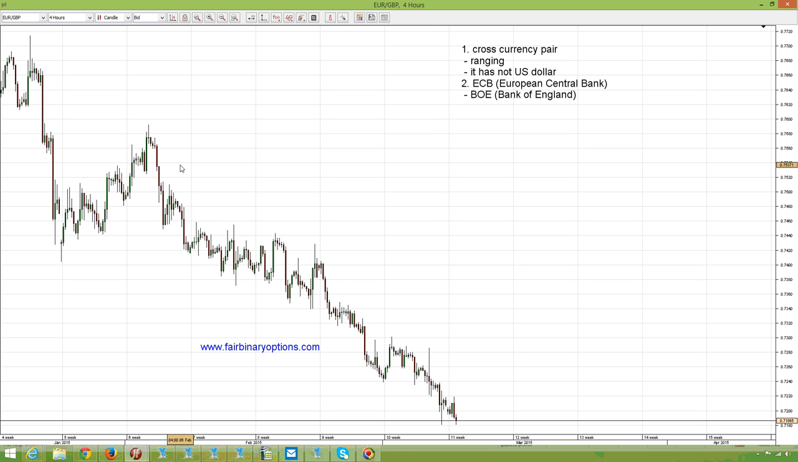And second of all, it moves based on the economic differences between the Eurozone and British economies, and of course it is moving based on the different monetary policies of these two central banks, the European Central Bank on one hand and the Bank of England on the other hand. And we discussed when these are meeting and so on and so forth.